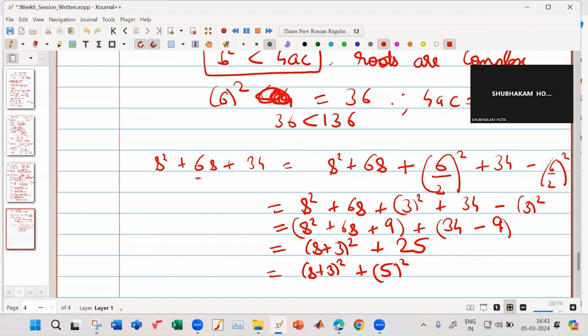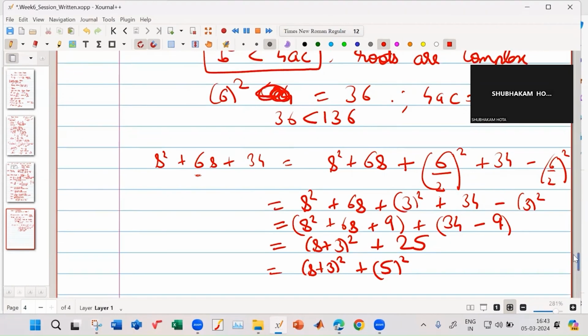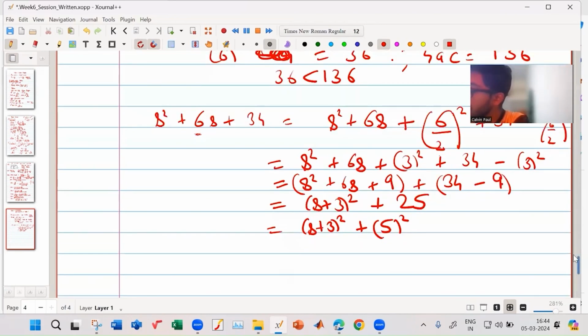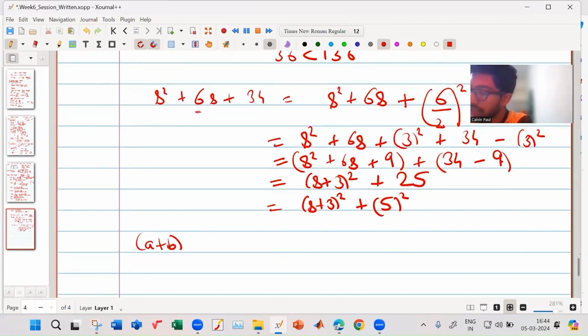Sorry, why are you doing this? Because the roots are complex, we have to go through this headache. So we have finally written S square plus 6S plus 34 in this form. Sir, why take 3, not another number? Because then only we get that 6S. If you know a, what is (a plus b) the whole square?